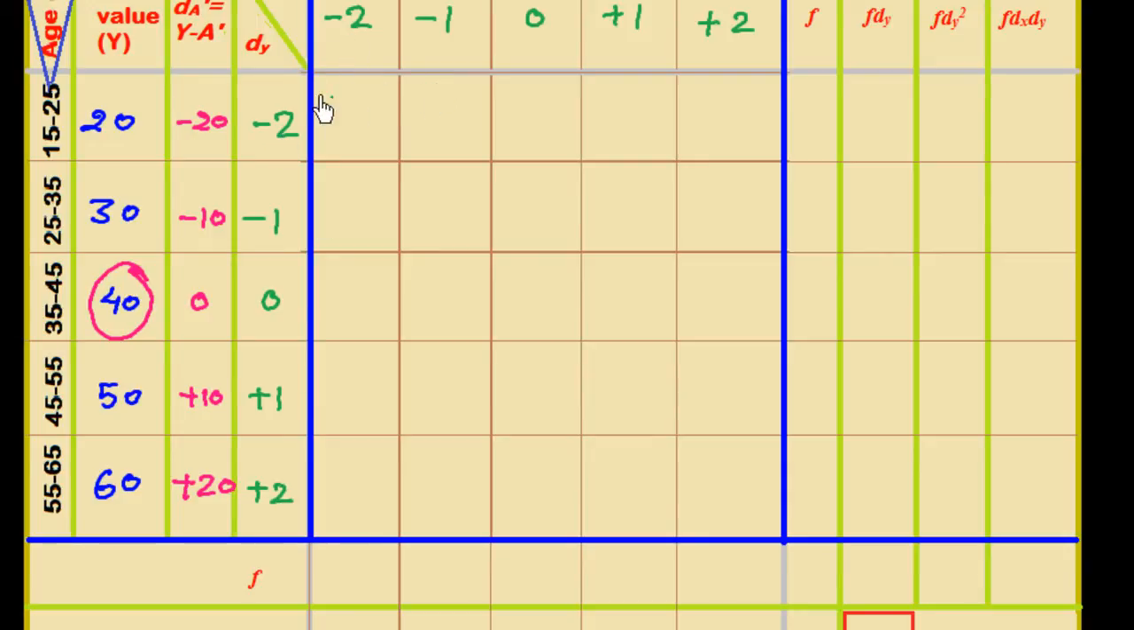So I have explained to you that on the upper side we have to write down the product of dx and dy. So we multiply here, minus 2 and minus 2, which is 4. So we have to write down here 4. Minus 1 into minus 2, which is 2. 0 into minus 2, which is 0. Plus 1 into minus 2, which is minus 2. Plus 2 into minus 2, which is minus 4.